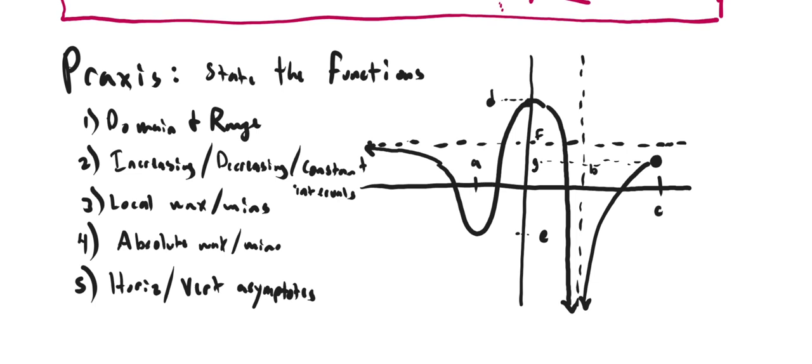Here is a function. I want you to state its domain and range. Where is it increasing, decreasing, or constant? What are its local maxes and mins? What are its absolute maxima and minima? And are there any horizontal and vertical asymptotes? Pause the video and see if you can figure out each of these 5 questions. Okay, let's see how you did.